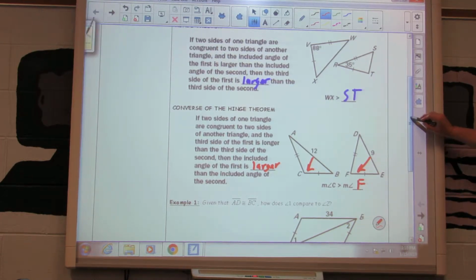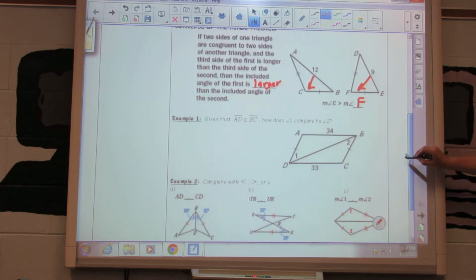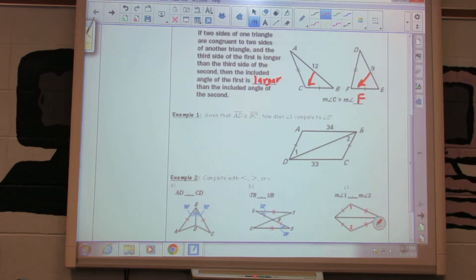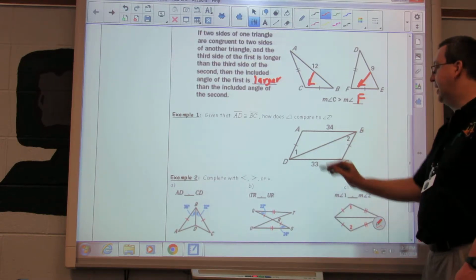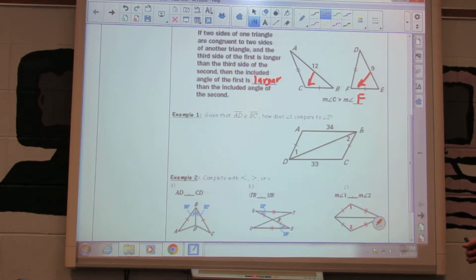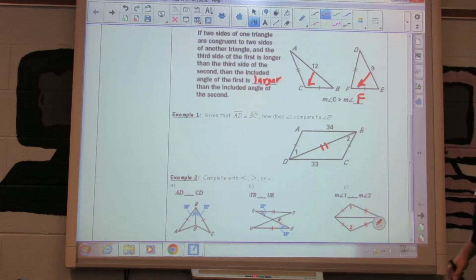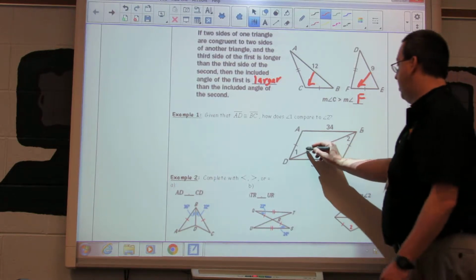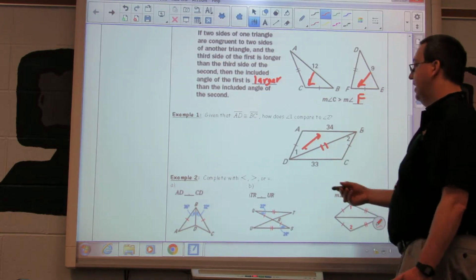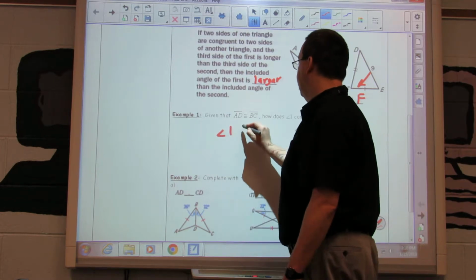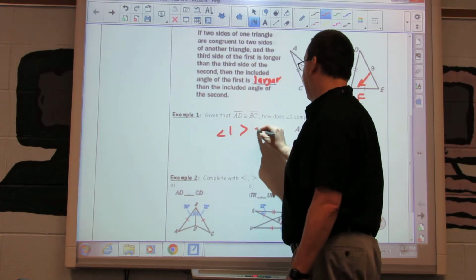So in example 1, I have AD is congruent to BC, based on my markings there. I have a second side, even though they don't mention it, because I can mark DB by reflexive. And then I have sides of 34 and 33. 34 is bigger, so the angle opposite that, which is angle 1, is larger. So angle 1 is greater than angle 2.